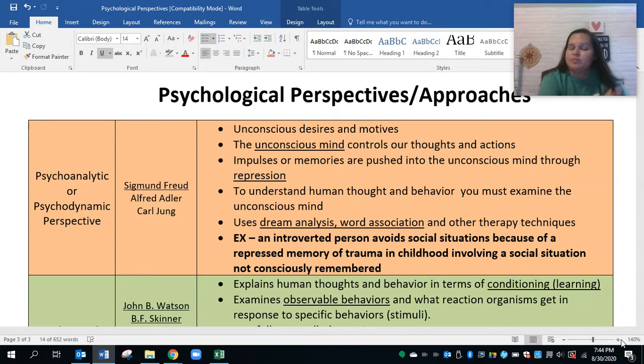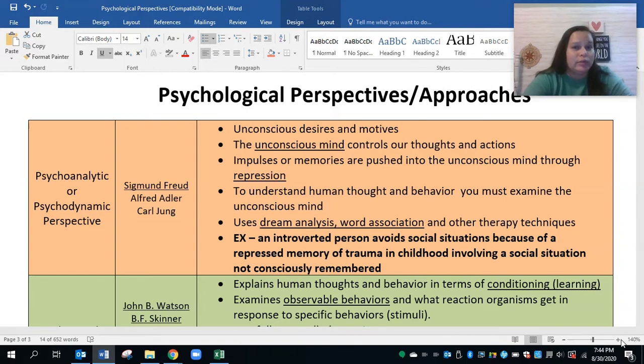The first of the perspectives or approaches, those names are used interchangeably, is the psychoanalytic or psychodynamic. Now, you might be wondering, what about functionalism and structuralism? Those are considered as historical approaches and not contemporary or modern ones, so we won't really use those anymore to explain different behaviors.